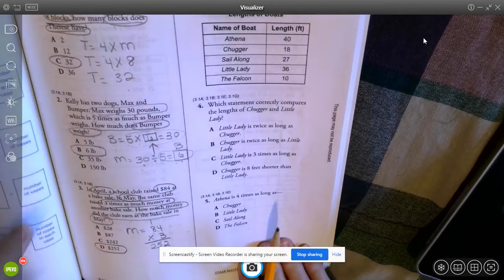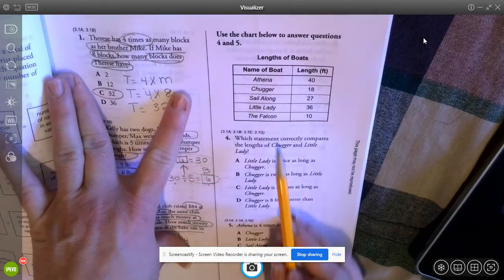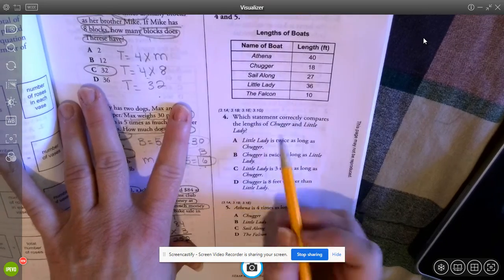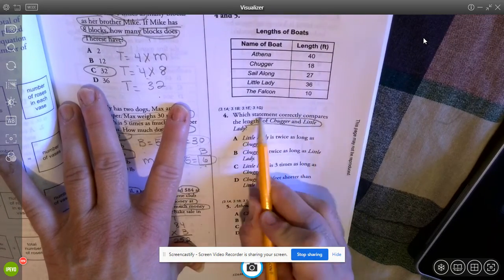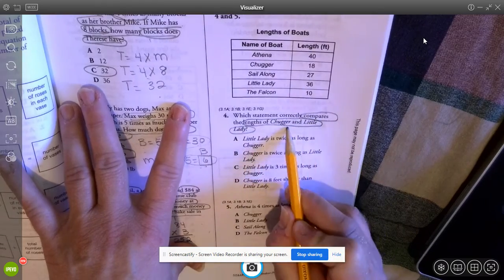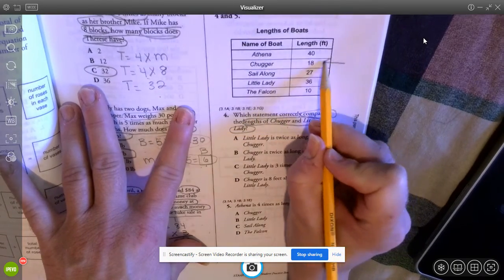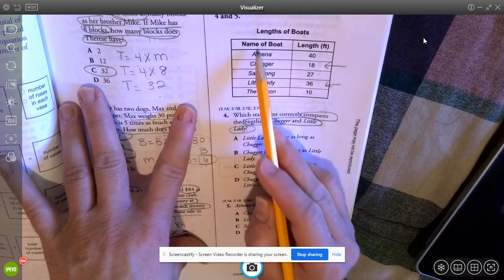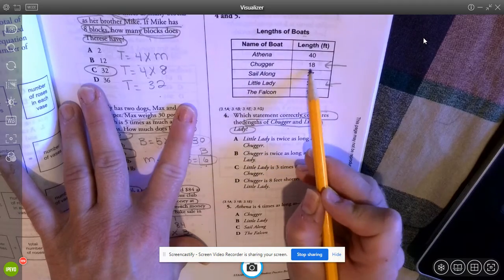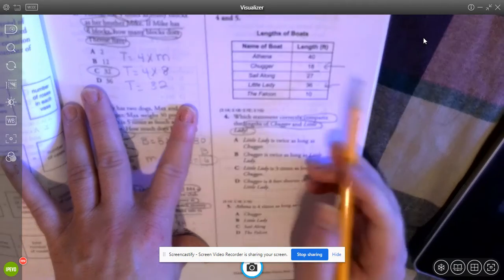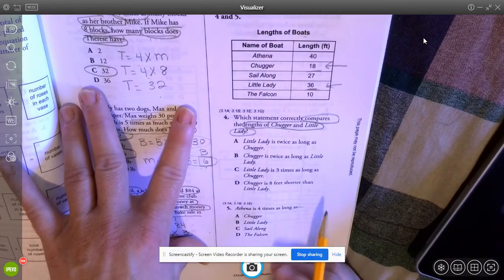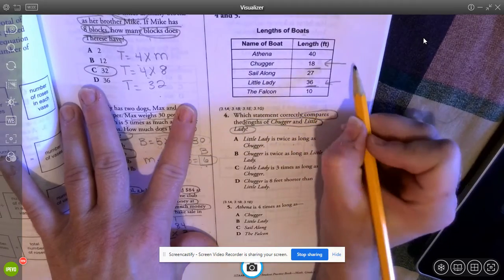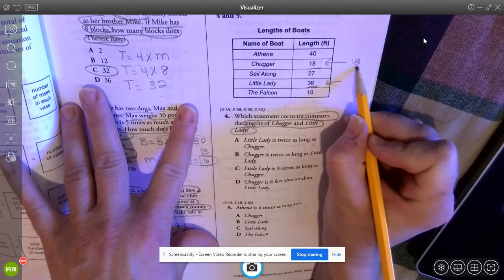Okay, number 4. You're going to use this chart right here to answer number 4 and 5. Which statement correctly compares the lengths of Chugger and Little Lady? We're going to compare Chugger and Little Lady. Here's Chugger. Here's Little Lady. All right. Here's the length of the boats. So these are the names of the boats. This is how long it is. Here's Chugger, 18. Here's Little Lady, 36. So Little Lady is bigger than Chugger. Little Lady is twice as long. Well, let's see what 18 plus 18 is. Or you could say 2 18s, multiply it.